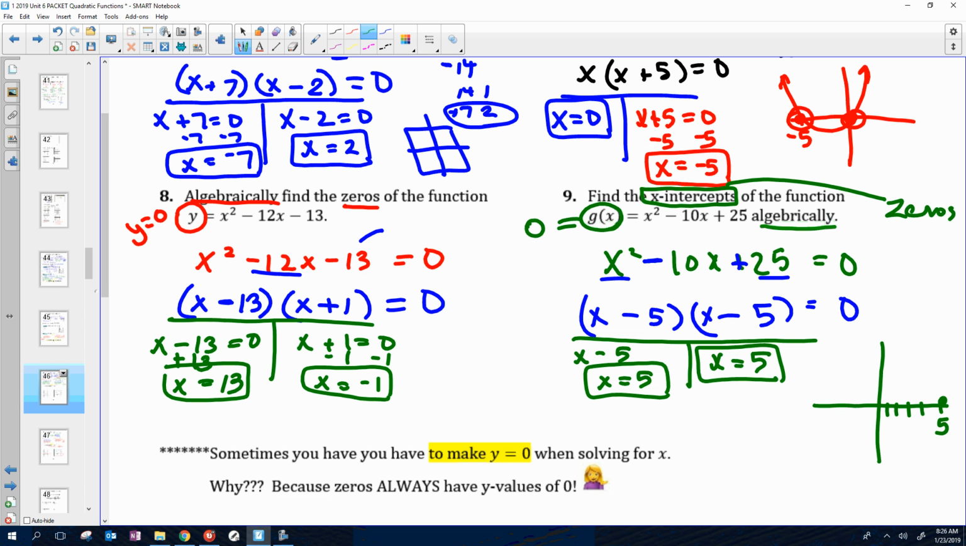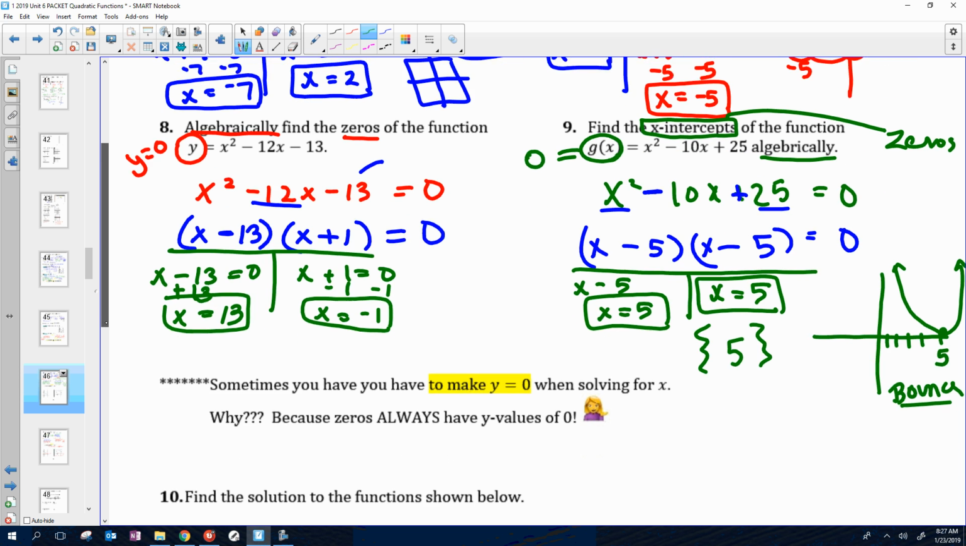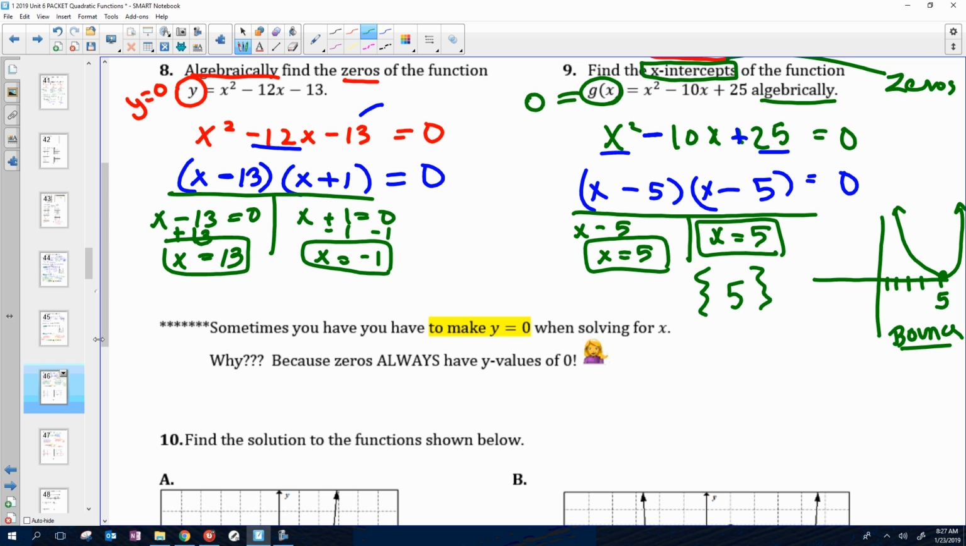What that would look like on a graph means at 5, you're going to see the graph just come down, touch once, and go back up. They call that a bounce. It only touches once. It only really has one answer, 5. If you wrote it as a solution set, you'd only see one answer. It's called a double root.